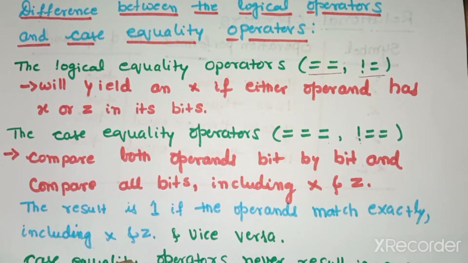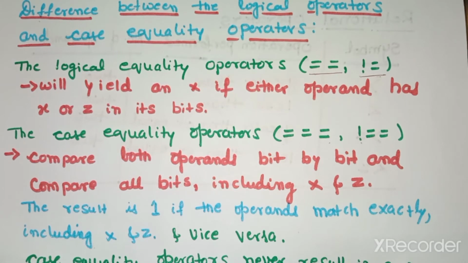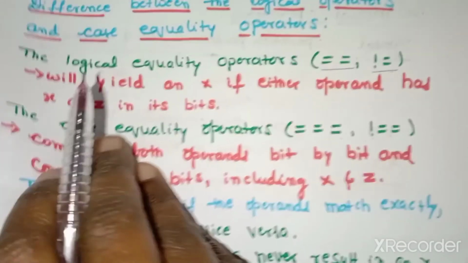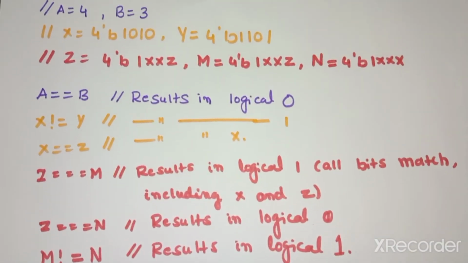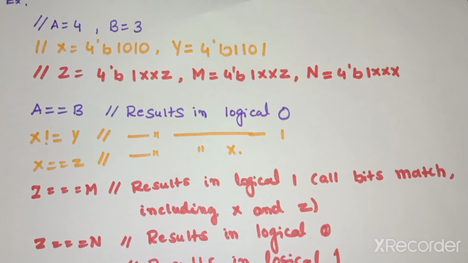Okay, in the equality operator what happens? It is going to check each bit by bit. That means even though it is having the x and the z, its value never results in the x. Let us see the example for this one. So here I have written the example.